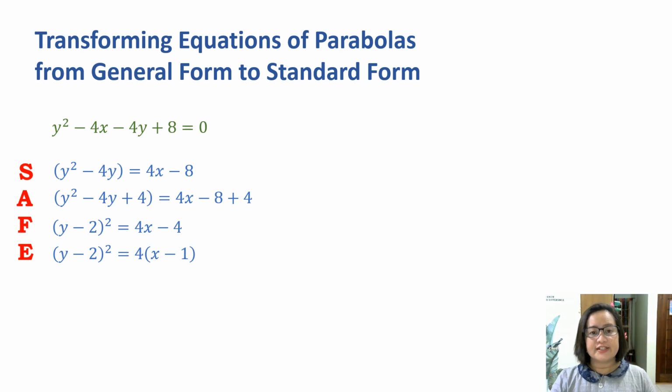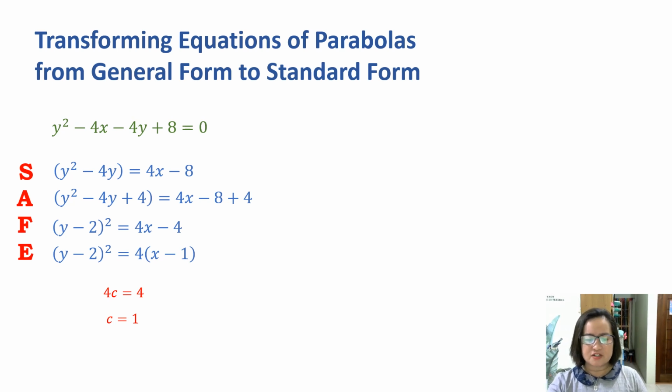Therefore, the standard form of the given equation is the square of y minus 2 equals 4 times x minus 1. From this equation, we would be able to get 4c equals 4, following the formula. In order to get c, we have to divide both sides by 4, so c is equal to 1.